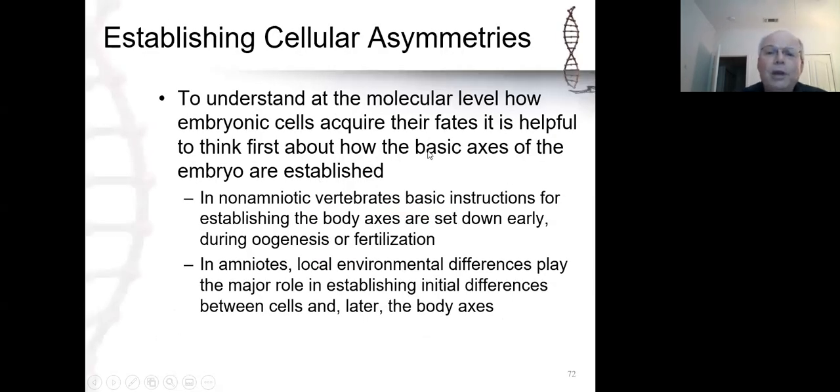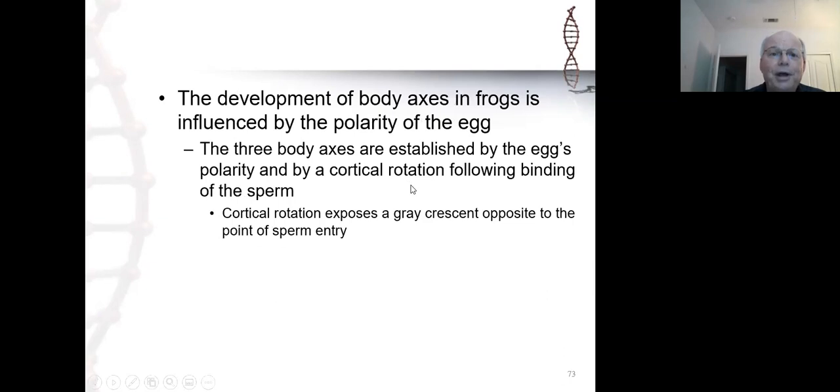So how do we go about establishing cellular asymmetries? Well, it depends on what type of organism you're looking at. We've seen in C. elegans, which is an invertebrate, how that could be established. And this seems to be a fairly consistent pattern in most invertebrates. But what about vertebrates? How do we establish axes in vertebrates? Well, we've already seen in frogs a way in which that can be done.